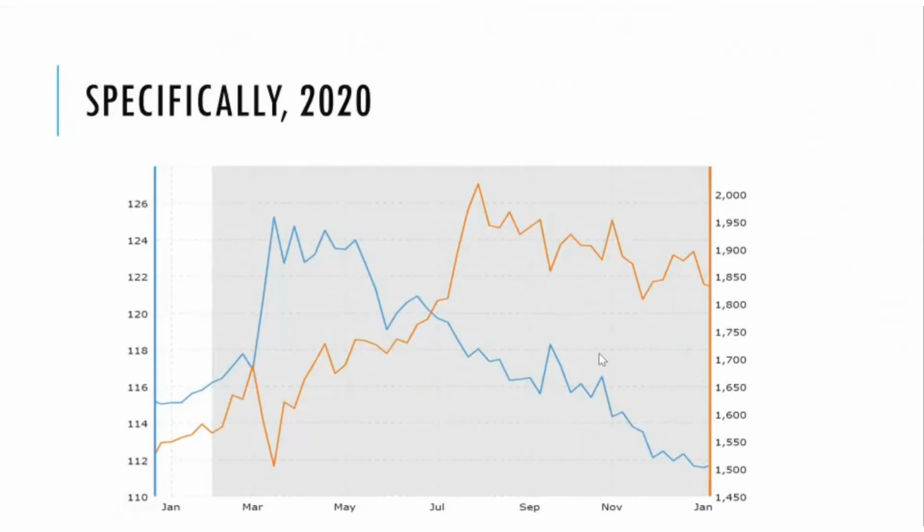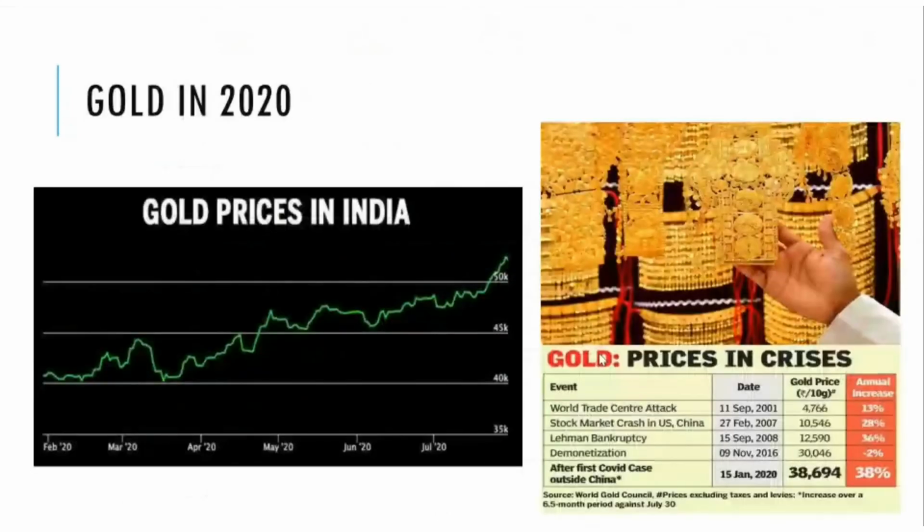Now let us look at India. In India also we can see the same trend. In the beginning, gold is pretty stable, and in March there is a massive sell-off, so there is a plunge. After that, gold steadily increased, reaching almost 50,000 in August.